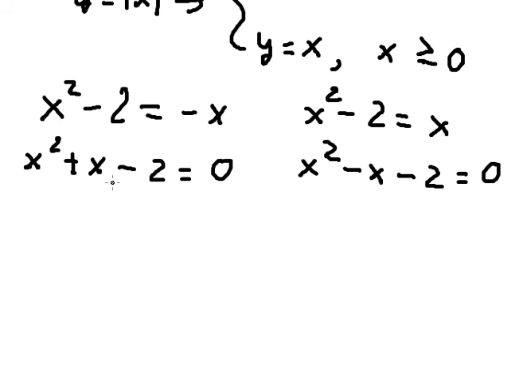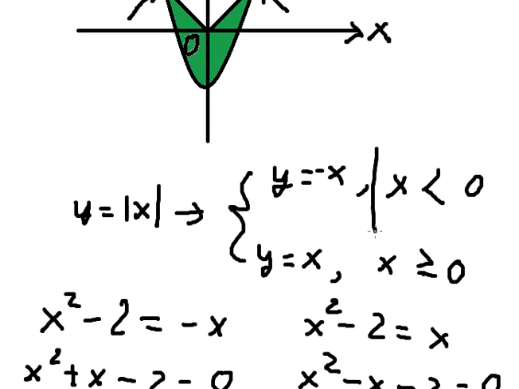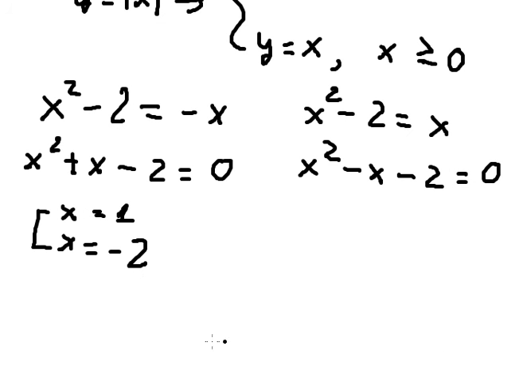Now we need to find the solutions of this one. So we have x equals 1 and x equals negative 2. This one is for x smaller than 0. So we need to accept this one in here, because negative 2 is smaller than 0.